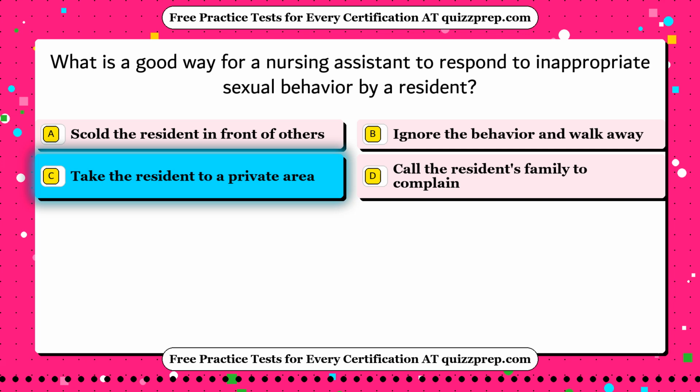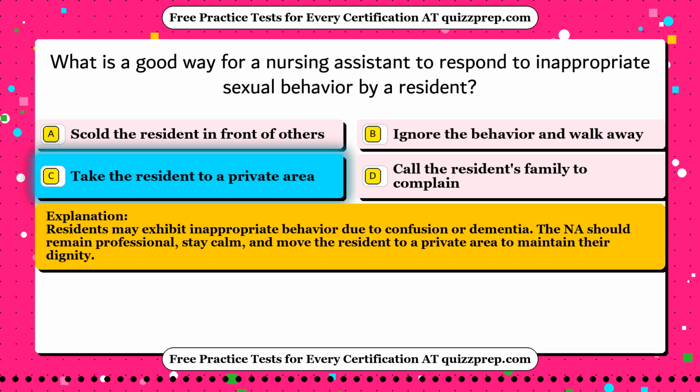The correct answer is option C. Take the resident to a private area. Residents may exhibit inappropriate behavior due to confusion or dementia. The NNAAP should remain professional, stay calm, and move the resident to a private area to maintain their dignity.